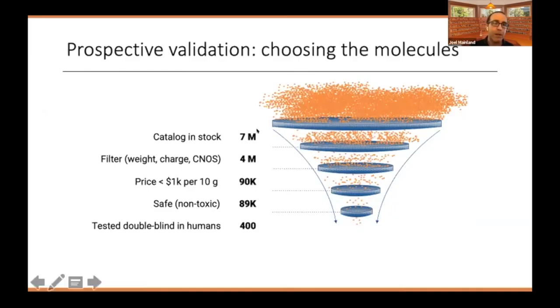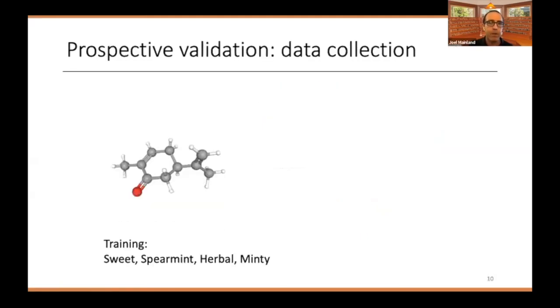So we took a catalog of molecules from a drug screening library. We filtered it using various criteria, such as weight, charge, price, and toxicity, so we can test them in human panels. From this pool, we selected 400 of them to test double-blind in humans. These were designed to be spread out in the space. You can see we had a lot of room to maneuver to pick the 400. We tried to spread them out so that we don't just have molecules that are close to our training set. Again, we're trying to stringently test how well this model can do at prediction.